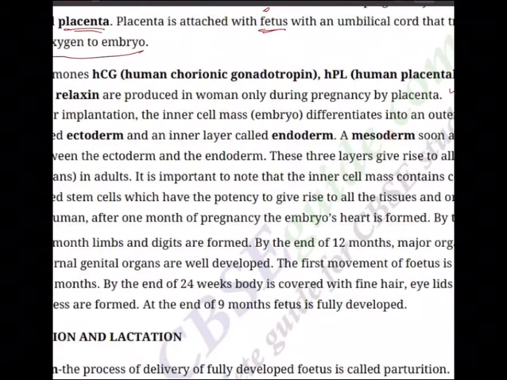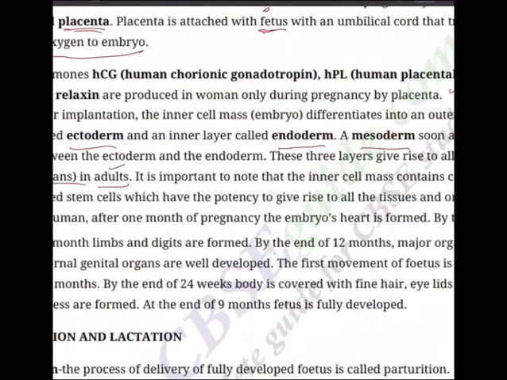After implantation, the inner cell mass embryo differentiates into an outer layer called ectoderm, an inner layer called endoderm, and in between, a mesoderm soon appears between the ectoderm and endoderm. These three layers give rise to all tissues, all organs in adults. You remember, triploblastic we say.